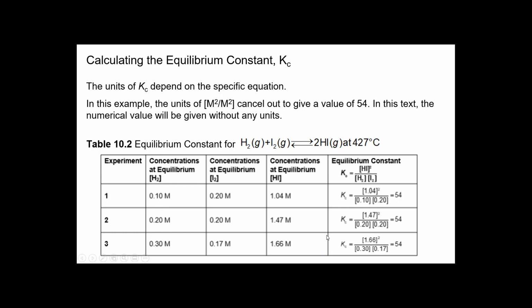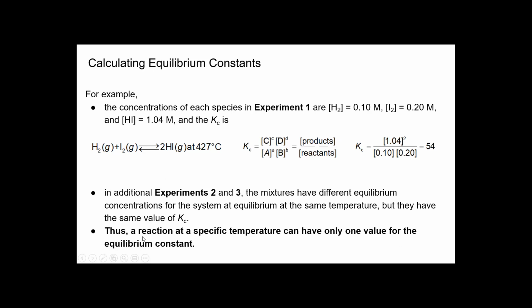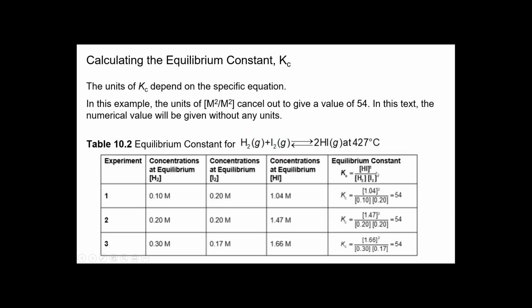So what has been determined from this is that a reaction at a specific temperature can only have one value for an equilibrium constant, meaning that at this temperature, we're always going to end up with this value if the concentrations of the reactants and the products are in proportion to each other the way they should be. So that's something interesting to all of this.